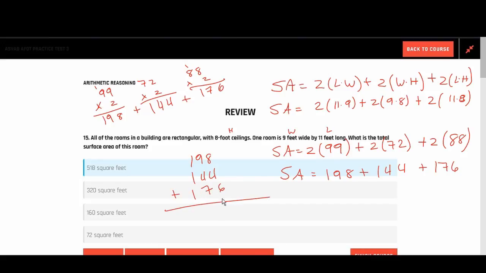Let's go ahead and work that out. 6 plus 4 is 10, plus 8 is 18, carry the 1. 9 plus 1 is 10. 7 plus 4 is 11. 10 plus 11 is 21. Carry the 2. 1 plus 1 plus 1 is 3. Plus 2 is 5. So we can see that this is 518 feet squared, or square feet.